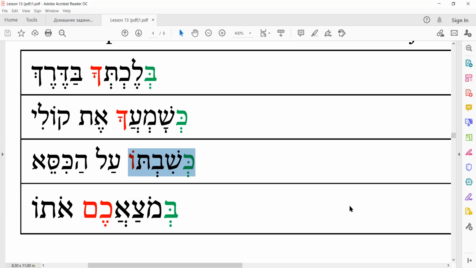Okay, next one. When he sat on the throne. I don't know the meaning of kise. What is kise? I don't know. Let me check. I didn't include this word in your vocabulary. This is throne. Okay, when he sat on the throne. Correct. And next one.